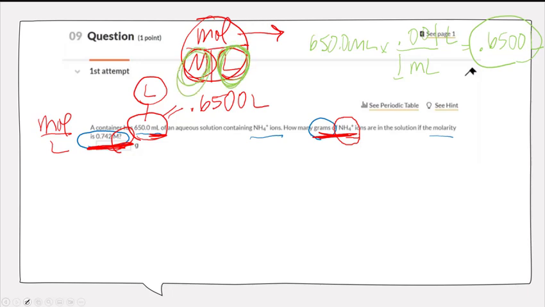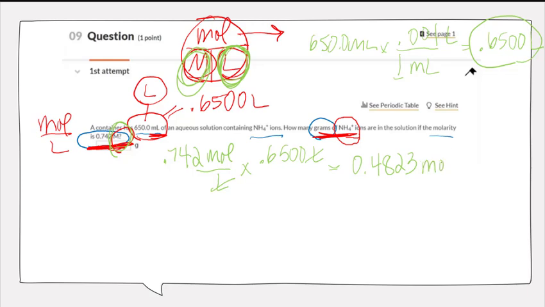And we know the molarity. So let's multiply those two together now to get moles. So I'm going to do 0.742. We know that this capital M stands for moles per liter. I'm going to times that by the liters that we just found, 0.6500 liters. So the liters and the liters will cancel out, leaving me with just moles. Let's plug that into our calculator. We should get 0.4823 moles of NH4 plus ions.